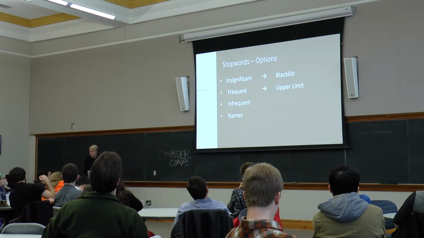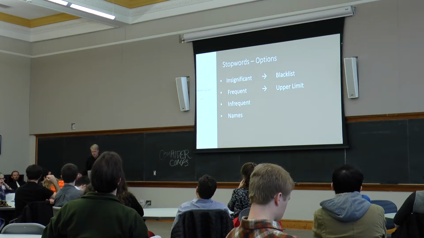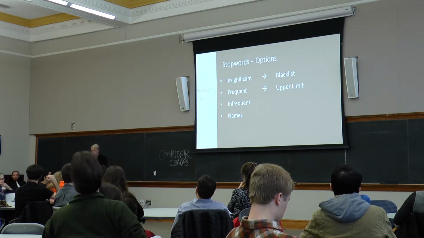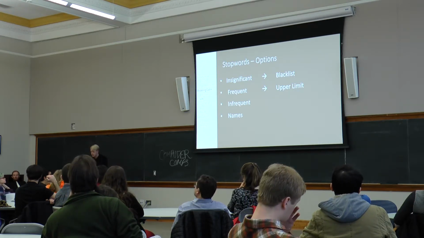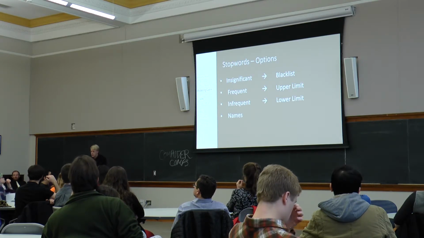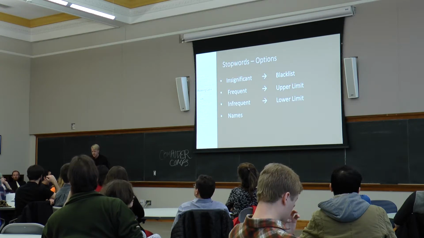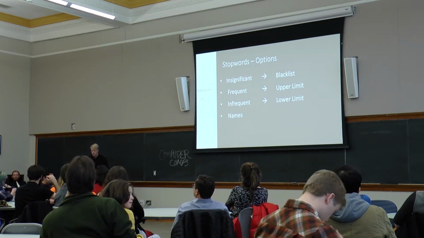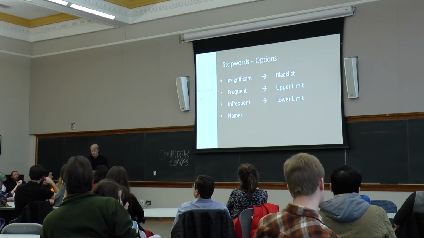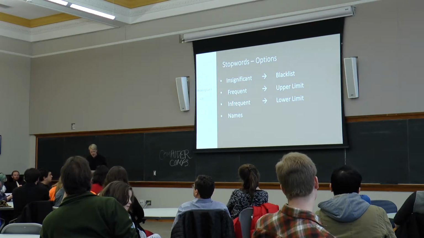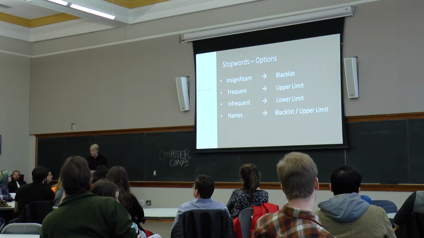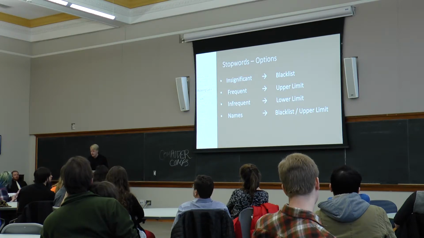For the overly frequent words, we offer an upper limit. Basically, it's a percentage that the user puts in where any word that occurs in greater than that percentage of documents in the corpus will be removed. Similarly, for the infrequent words, we have a lower limit. It's the same idea. The user puts in a percentage, and any words that occur in fewer than that percentage of documents will be removed as well. And for names, you can use the blacklist, or if they're a main character, mentioned very often, you can also rely on the upper limit to catch them.